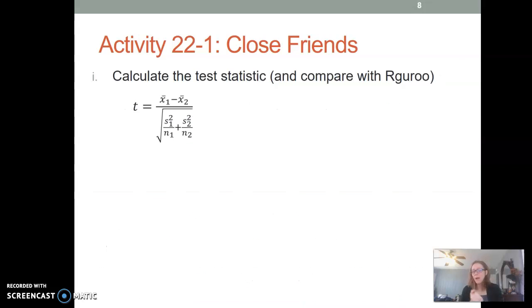Okay, so in part I will calculate the test statistic. We can do this once by hand, but in reality, we're going to be using our guru to do this. But here's how you calculate it. You take the difference between the two means, divide by the square root of the first standard deviation squared over its sample size, plus the second standard deviation squared over its sample size. If you plug this into your calculator, you will get negative 2.45. That is our sample or observed t-statistic, okay?